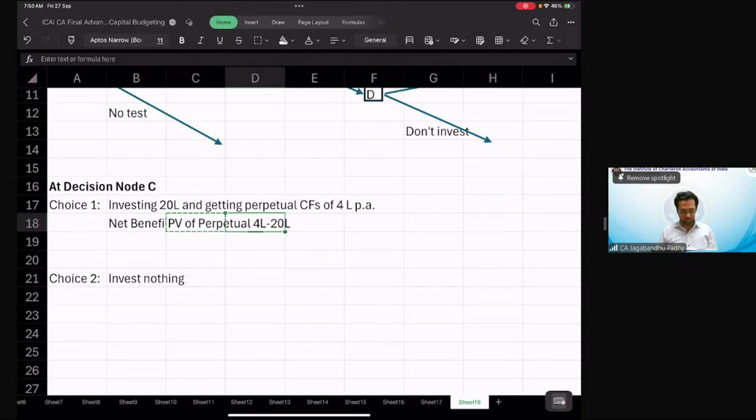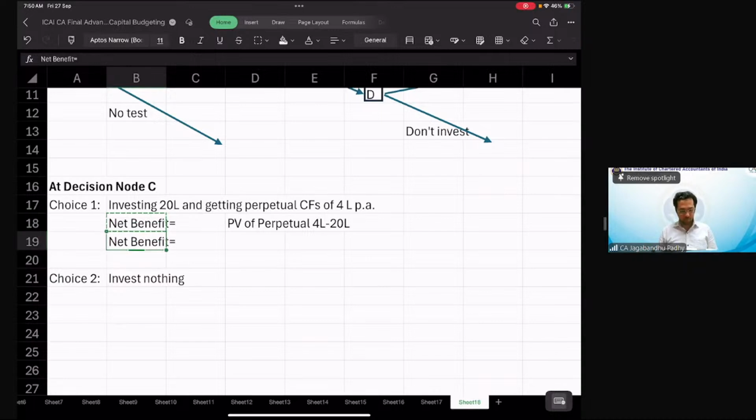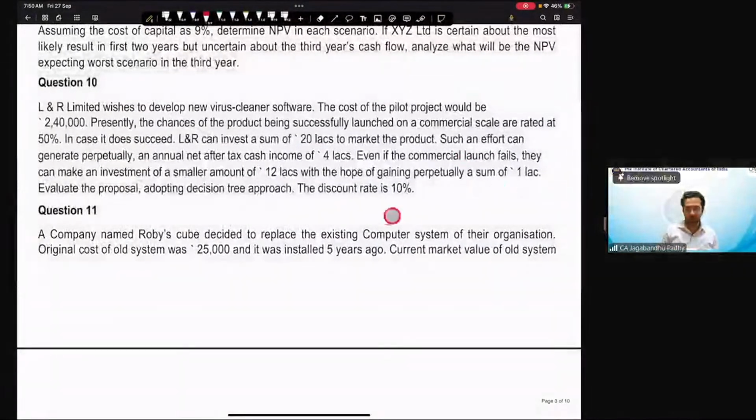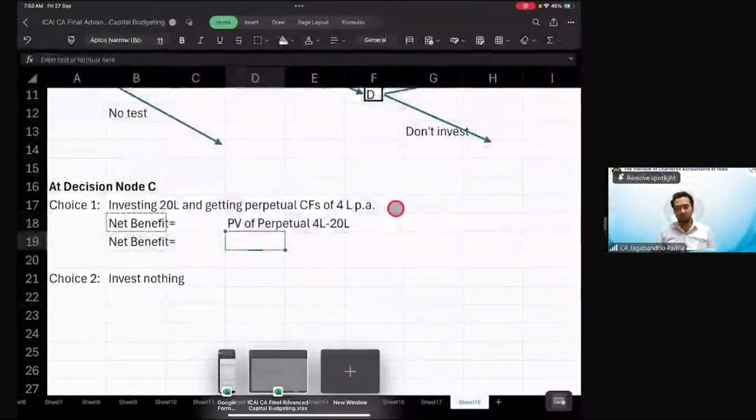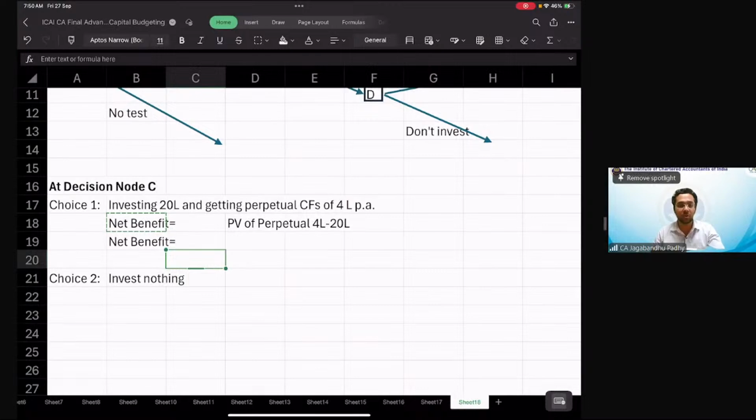What is the net benefit? What will be the present value of perpetual 4 lakh, guys? Is the question giving you any rate of discounting? Yes, the discount rate is 10%. So what will be the present value of the perpetual, or the capitalized value, of 4 lakh per annum? Every year you're going to get 4 lakh. So what's the present value of that capitalized value?